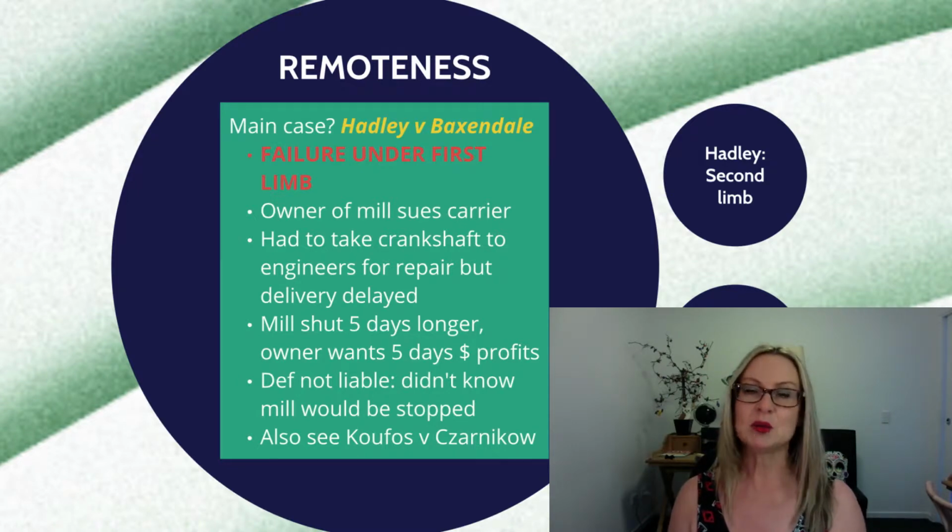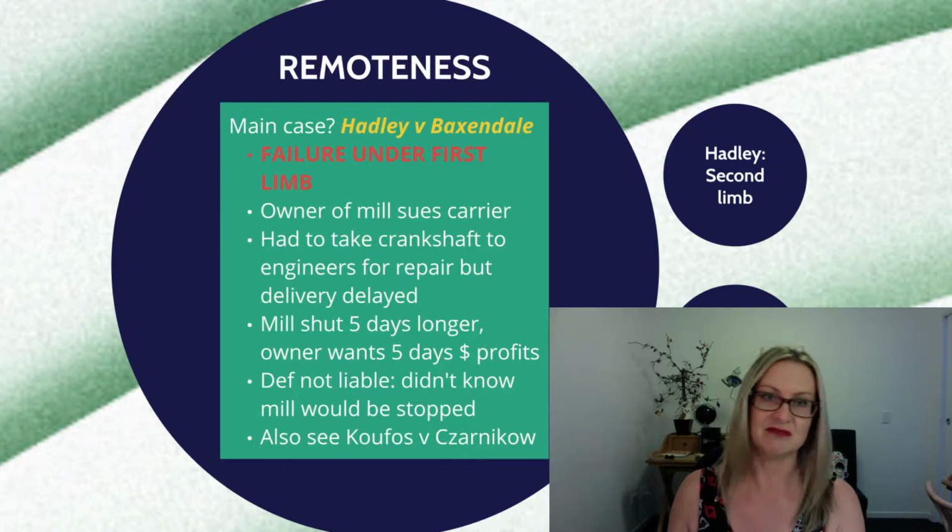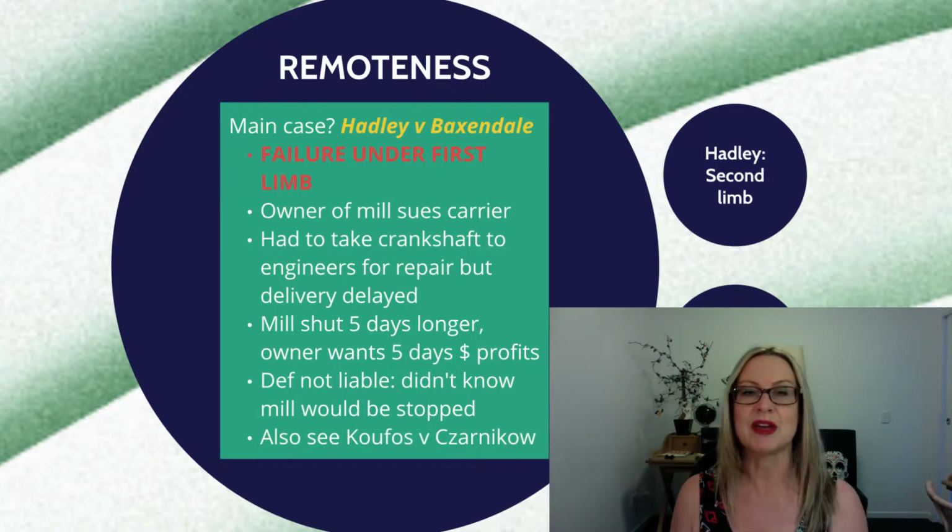if it flows naturally from the usual course of things. And the problem here was that the carrier was just a carrier. They just picked up this part and put it on the truck and carried it to the engineers and carried it back. They didn't know that without this part, the entire mill would be shut down. And even if they knew the part was important, there were other things that could have eventuated that they didn't know about. I mean, the mill might have had a spare crankshaft there for all they knew.